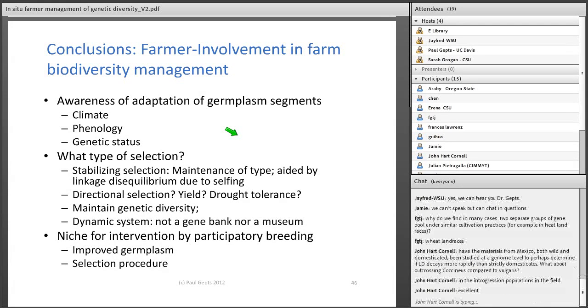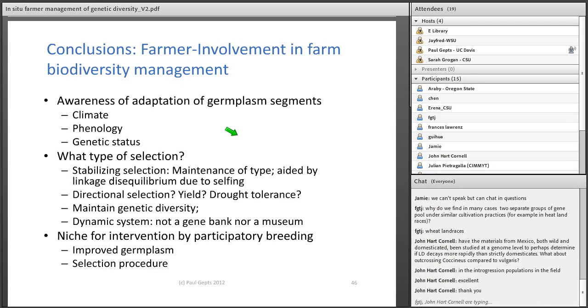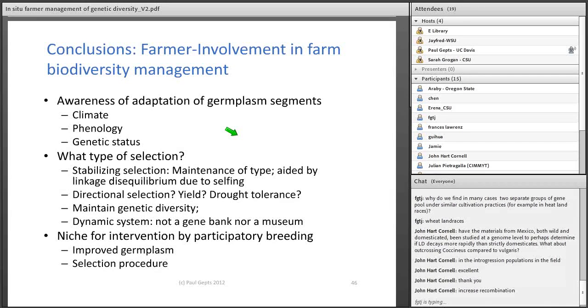And typically, you see that also in beans, for example, in Guatemala, they will grow common bean and runner bean, and they prefer common bean, but sometimes the disease pressure is so high that only runner bean is going to survive.